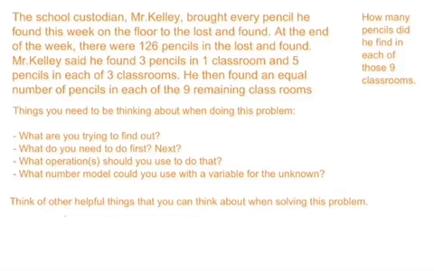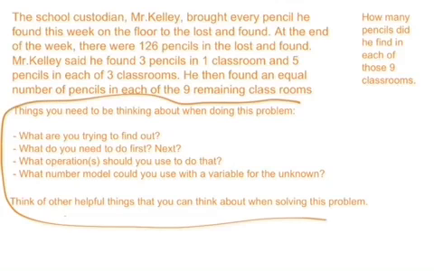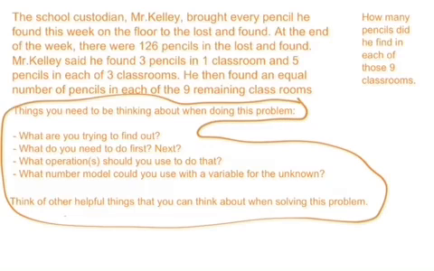When you're doing this problem, here are some things you need to be thinking about. What are you trying to find out? What do you need to do first? Next, what operation should you use to do that? What number model could you use with a variable for the unknown? You may know a variable means like a letter, like the letter A. Think of other helpful things that you can think about when solving this problem. Make sure you write this down in your notebook so it can help you when you're solving other problems. Come back when you think you've solved the problem.